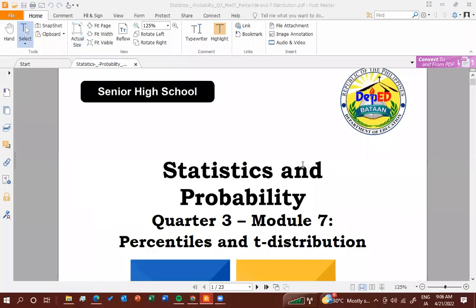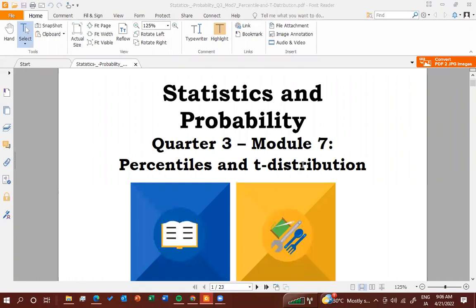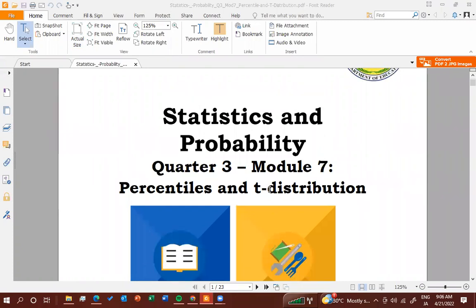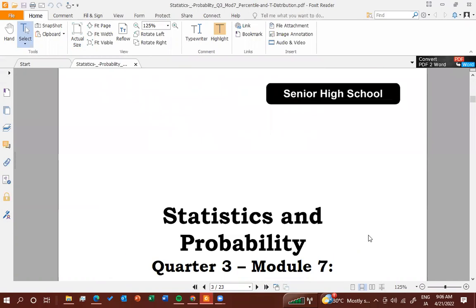Okay, good morning. Since there was a request for me to explain Module 7, here it is. This module will be about percentiles and the T distribution. Percentiles were already covered in grade 10, so I will not expand on percentiles and the T distribution, which you can cover on your own. But I will tell you what their relationship is.